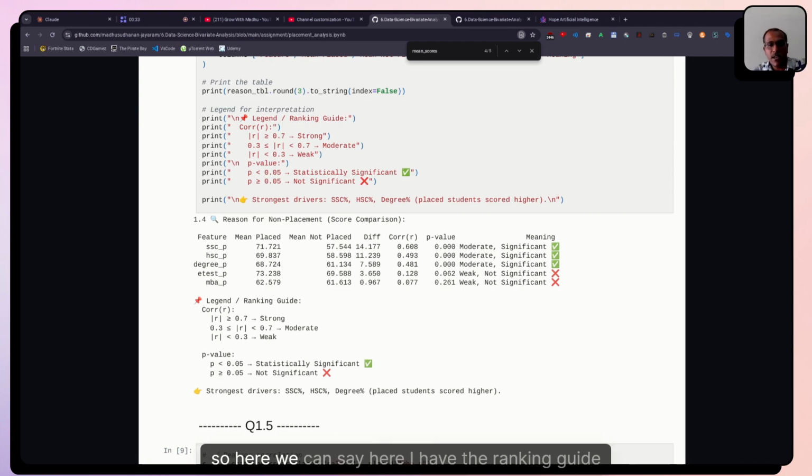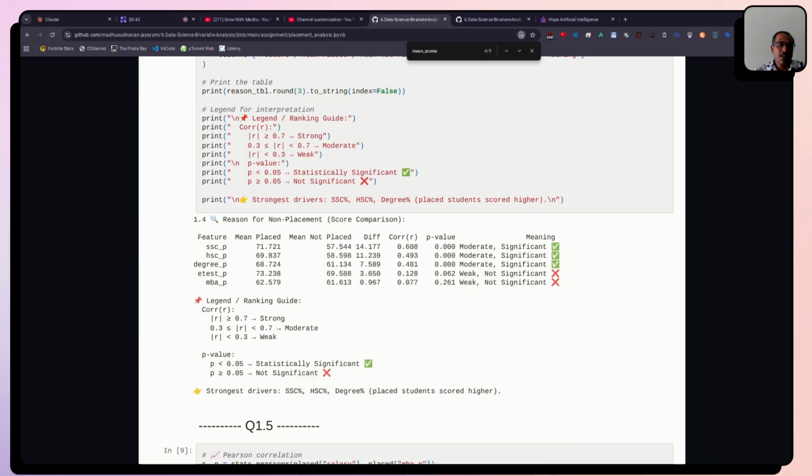Here I have the ranking guide as well. If the R value is greater than 0.7, we can say it's a strong relationship. If it is 0.3 to 0.7, it's moderate. If the R value is less than 0.3, it's a weak relationship. Basically, that kind of information, which feature contributed more to the placement, we can get only from the correlation coefficient value R.